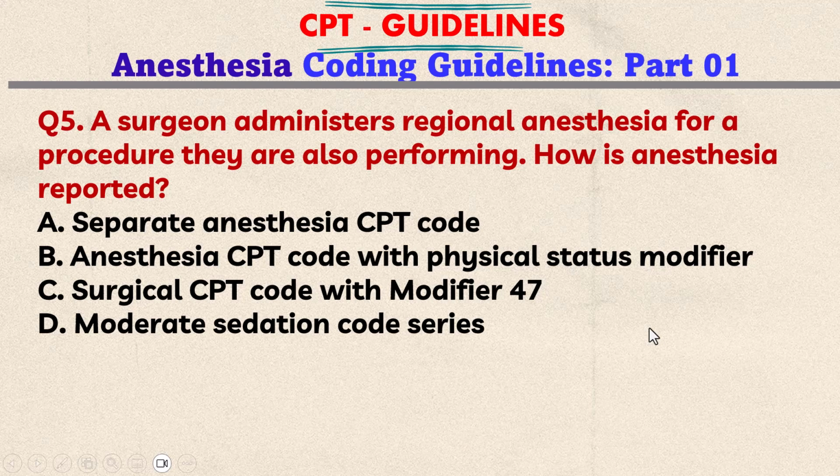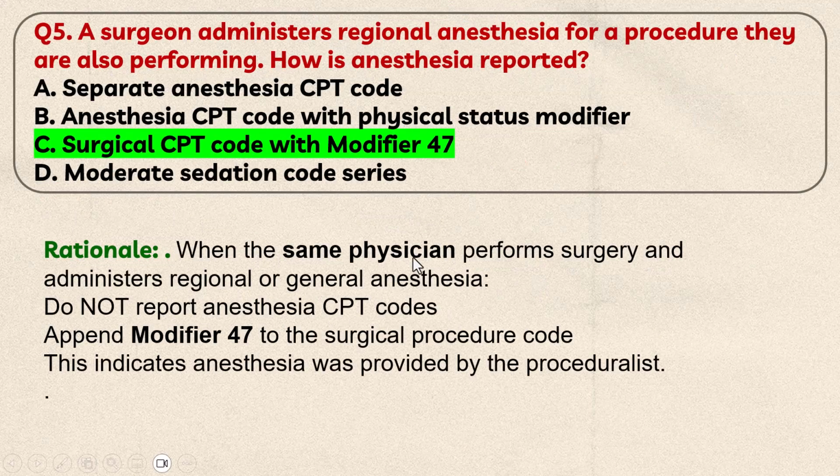Think the answer. The correct answer is C. Surgical CPT code with modifier 47. When the same physician performs the surgery and administers regional or general anesthesia, do not report anesthesia CPT codes. Here append modifier 47 to the surgical procedure code. This indicates anesthesia was provided by the surgeon itself.